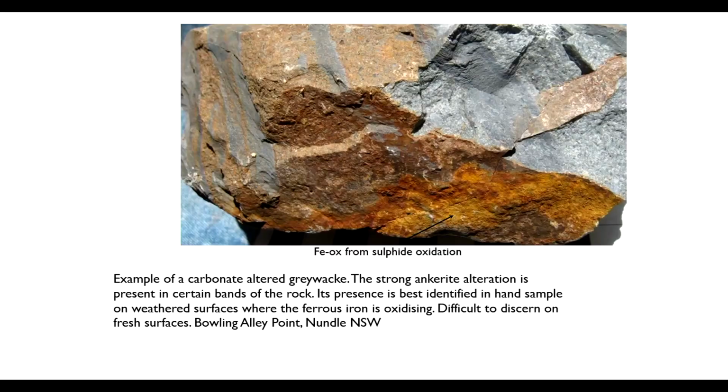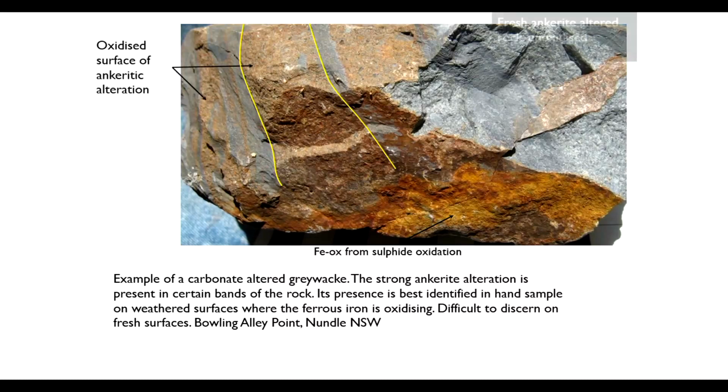And here's a sort of example. And this prominent weathering feature here is the iron oxides oxidizing, or the sulfides oxidizing. And this is just an example of a carbonate altered greywacke. So we have a lot of ankerite in this example.